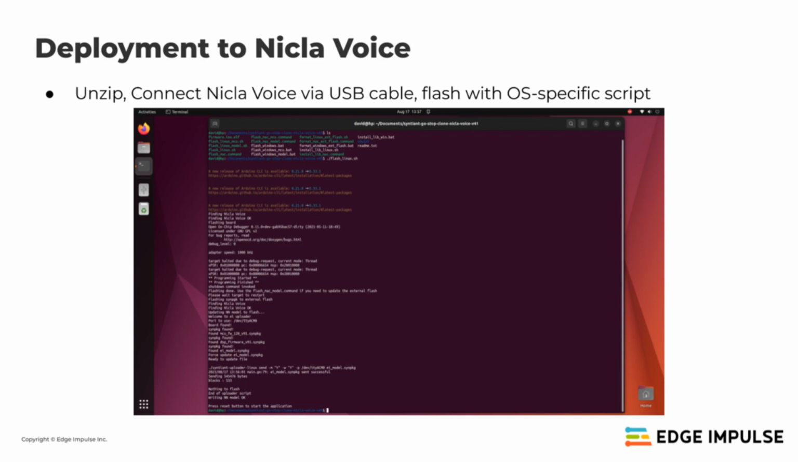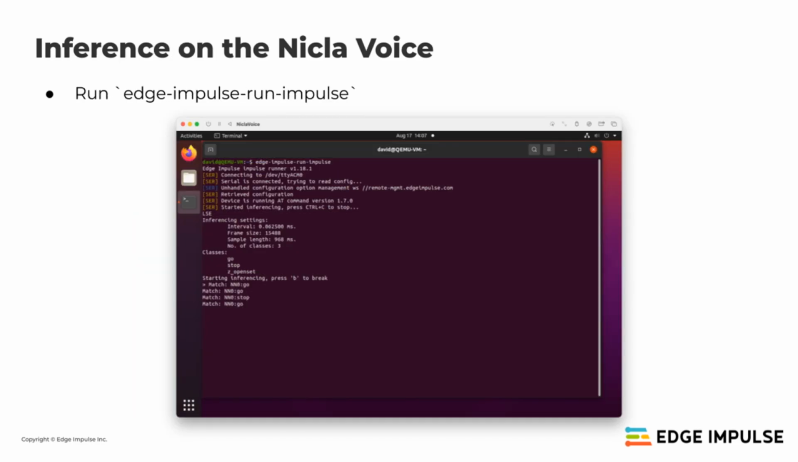Over in my development VM, I have downloaded that file, unzipped it, connected the Nicla Voice via a USB cable, and I can flash it now using one of the OS-specific scripts that was in the zip file. There's Mac, Windows, or Linux utilities for flashing the device. Once it has been flashed, I can then use the Edge Impulse Run Impulse command to start inferencing locally on the Nicla Voice.